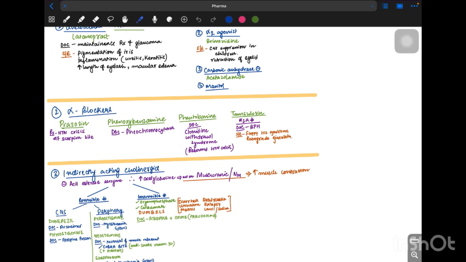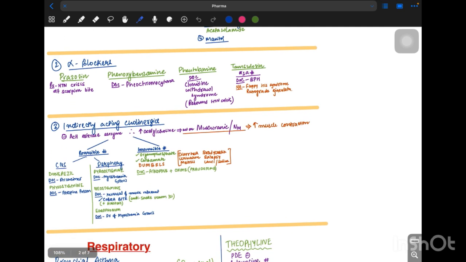Now, the next one is tamsulosin. Tamsulosin is a selective alpha-1 blocker. It is the drug of choice for BPH, benign prostatic hyperplasia. So tamsulosin is the drug of choice for BPH. The side effects are floppy iris syndrome and retrograde ejaculation. It may cause floppy iris syndrome and retrograde ejaculation. Ejaculation will be reversed.